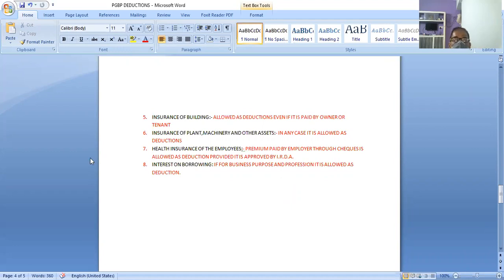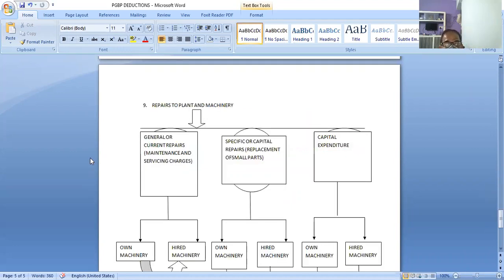Now, next is repairs to plant and machinery. We have three types of repairs: current repairs or general repairs, specific or capital repairs, and capital expenditure. What are general or current repairs? You have to maintain the machine, you have to do some servicing. That is general or current repairs. What are specific or capital repairs? Replacement of small parts or spare parts of a machine or equipment. That is called specific or capital repairs. What is capital expenditure? Selling your old machine and completely buying a new machine is called capital expenditure.